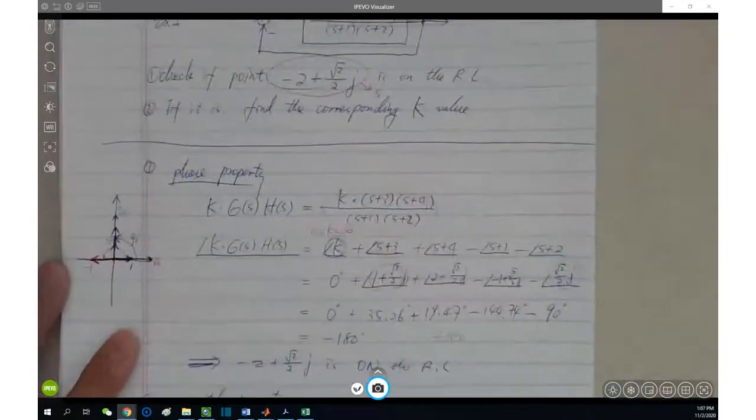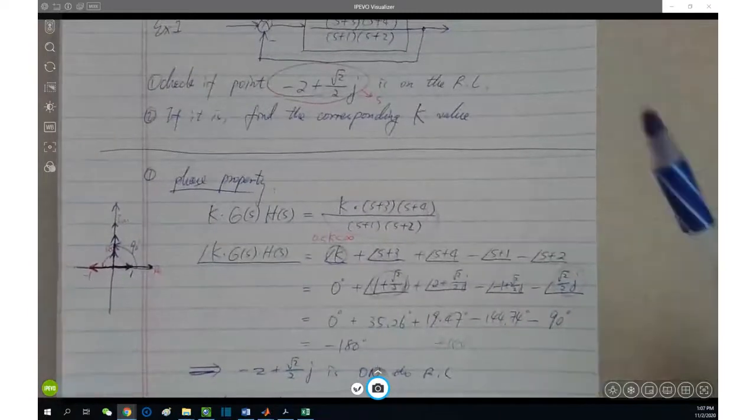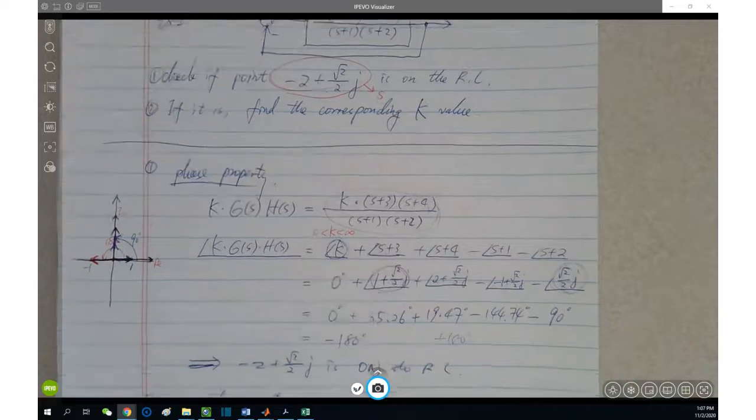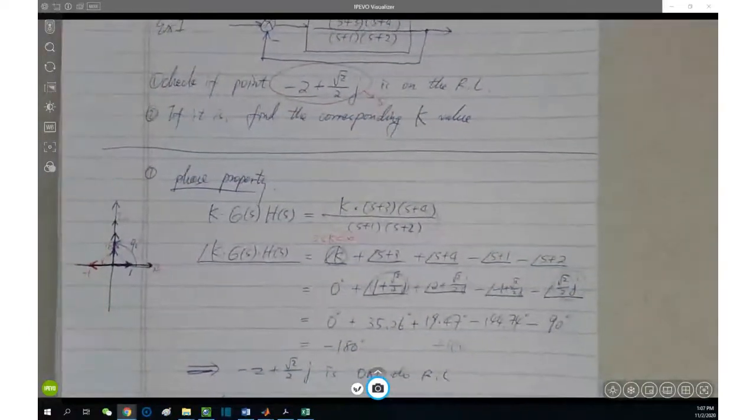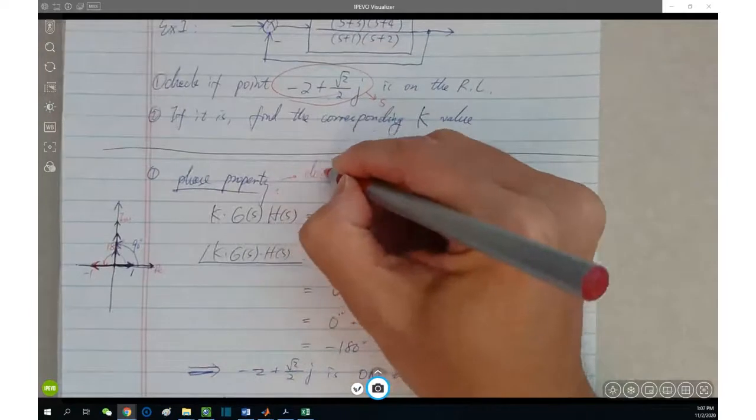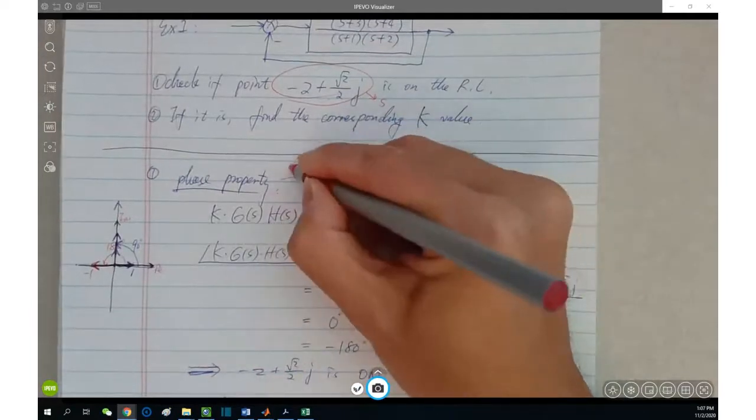First problem, example 1: given a specified point, check if it is on the root locus. If it is, we can find the corresponding K value. If not, obviously we should ignore the question too, right? So how to judge this? We use the phase property to judge. Remember this: use the phase property to check.